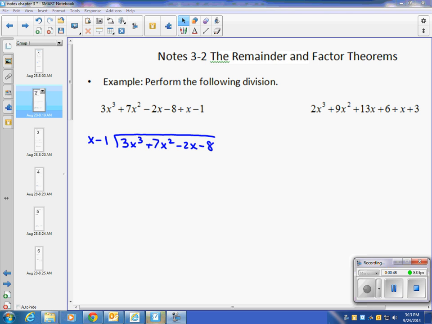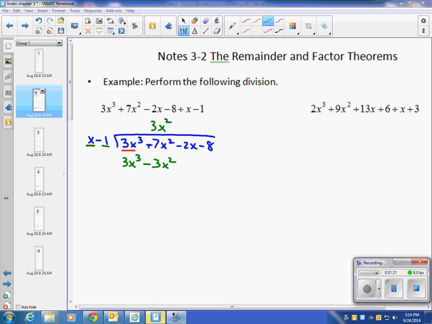Now the first question that we are going to ask ourselves is this: what multiplied by x will give me this 3x cubed? If you think about that, that would have to be a 3x squared. Notice that I lined it up with the column of the x squareds here. Now I'm going to multiply the 3x squared by both the x and the negative 1. So we do 3x squared times x, and 3x squared times negative 1, and we get a negative 3x squared. Notice when I write these, I do have to line them up under their appropriate column.